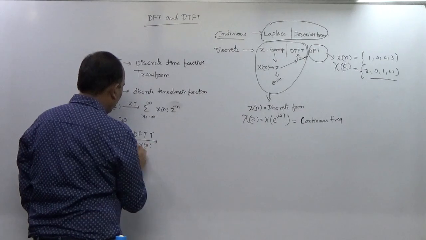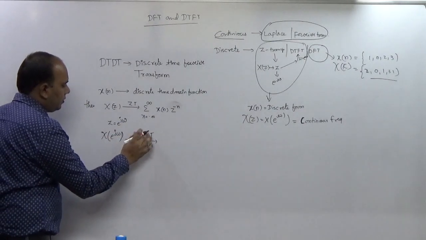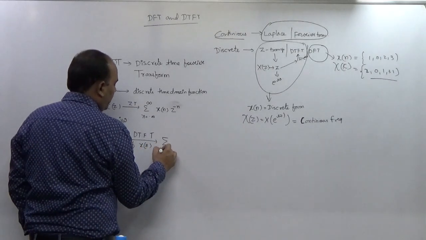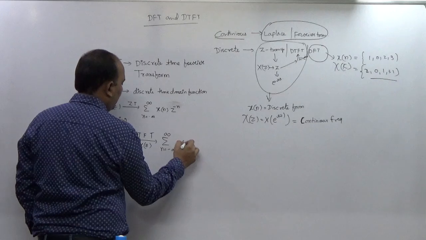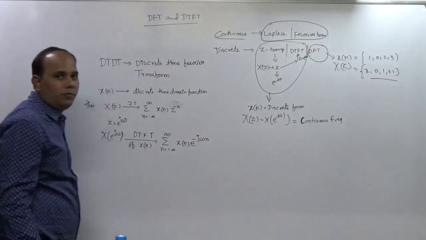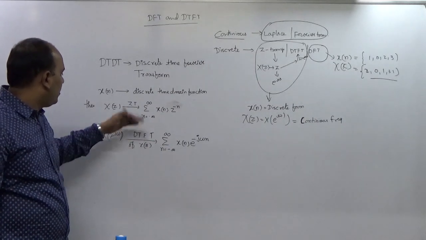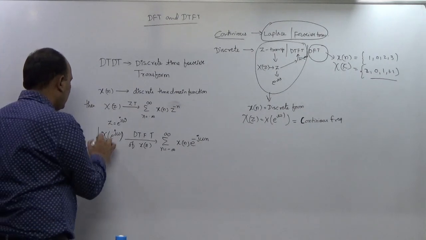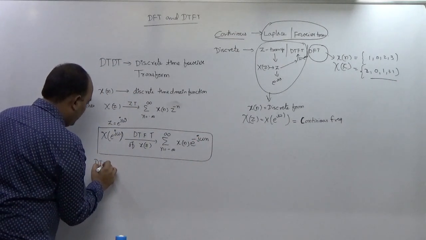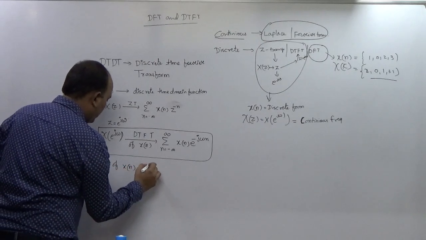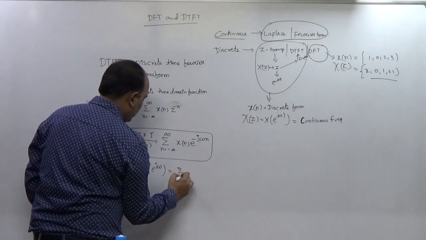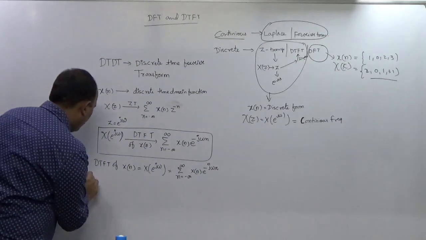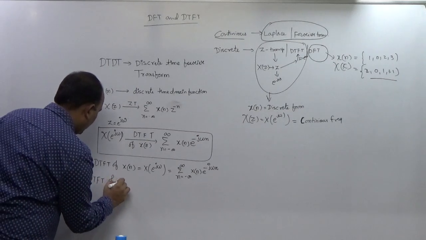The DTFT of x[n] is given by X(e^jω), which is the summation of n equal to minus infinity to infinity of x[n], which remains the same, times e power of minus j omega n. Because we just put z equal to e power of j omega, the Z transform is converted to the discrete time Fourier transform. So this is the DTFT of x[n], which is X(e^jω) equal to the summation over n from minus infinity to infinity of x[n] e power of minus j omega n.